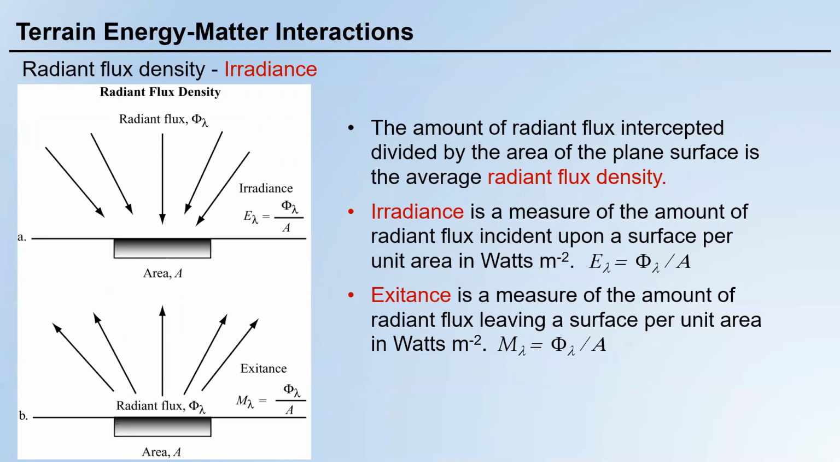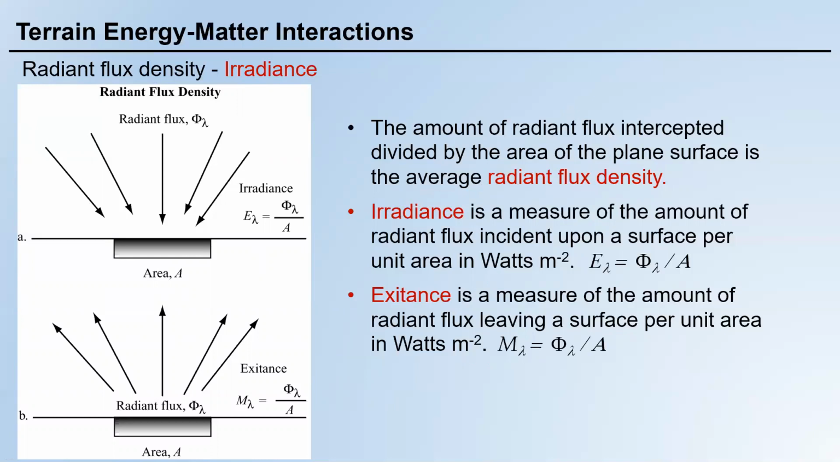And since we're talking about different interactions between EMR and the atmosphere of the Earth, there are two terms you should know. They are used to measure, to quantify radiant energy. The first one is called irradiance. It is used to address radiant flux density. So the amount of radiant flux intercepted divided by the area of the plane surface is the average radiant flux density. This is irradiance.